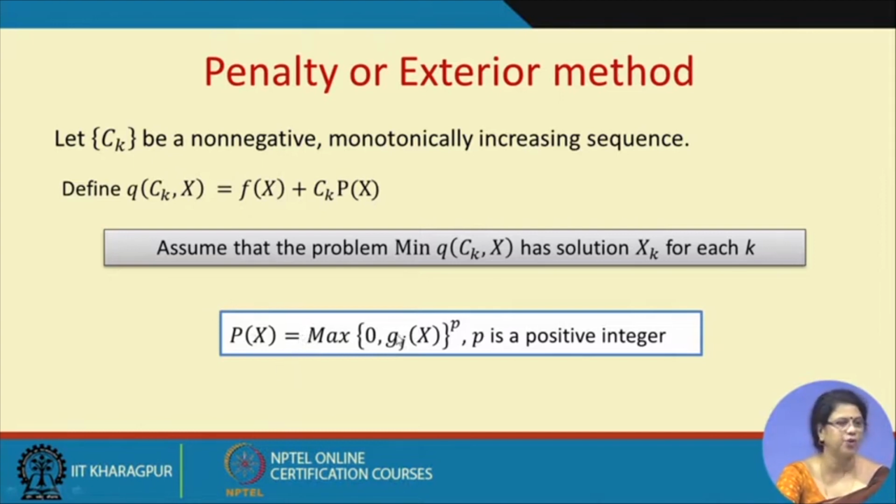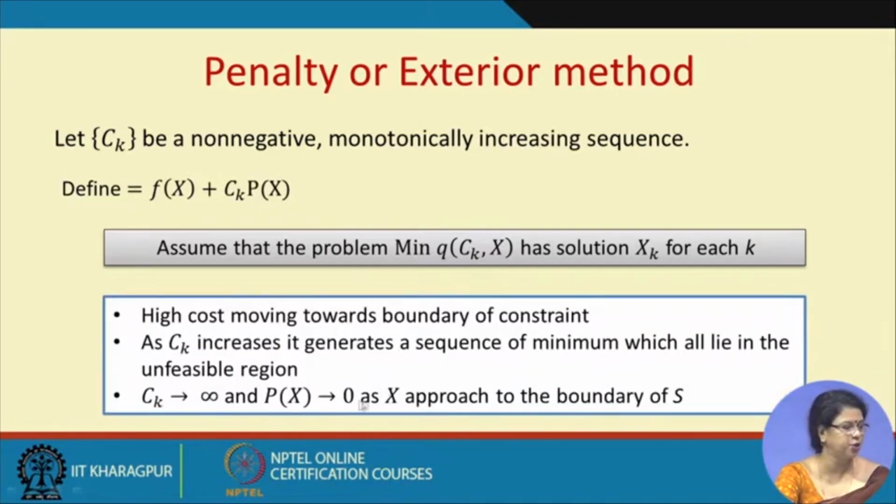Where Px is approaching, you need to find out. If x is approaching the boundary of the feasible space, you must have realized that the Px value will converge to 0, whereas the value of Ck will go to infinity. This is the exterior penalty function method.